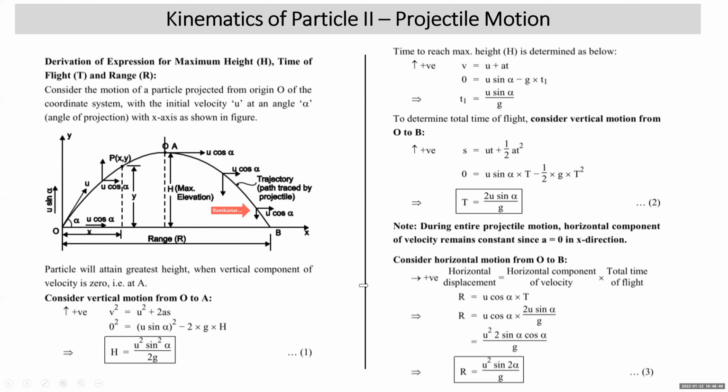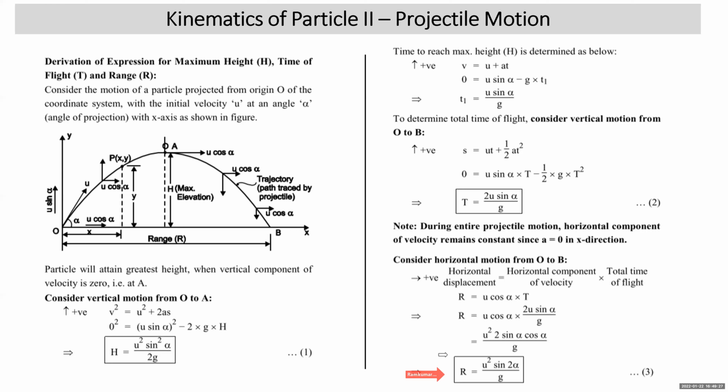All right. Now we consider horizontal motion from O to B. When I'm considering horizontal motion from O to B, keep in mind that horizontal motion is rectilinear motion at constant velocity. So you can write only one equation. What is that? Horizontal displacement is equal to horizontal component velocity into time. R is the horizontal displacement here, students. Horizontal component velocity is u cos alpha. Total time of flight is t. Substitute the value of t, 2u sin alpha upon g. This gives u square 2 sin alpha cos alpha upon g, that becomes R is equal to u square sin 2 alpha upon g.